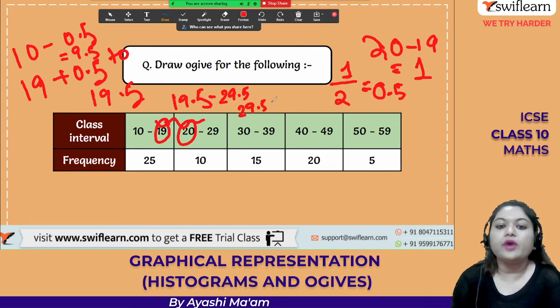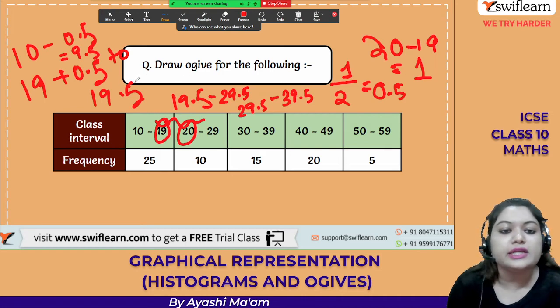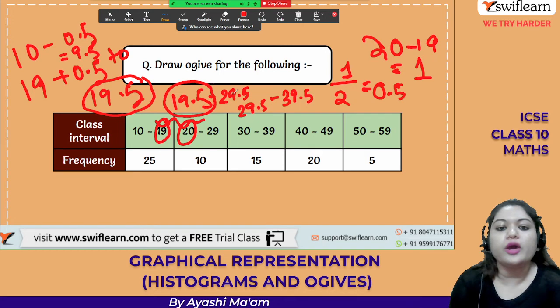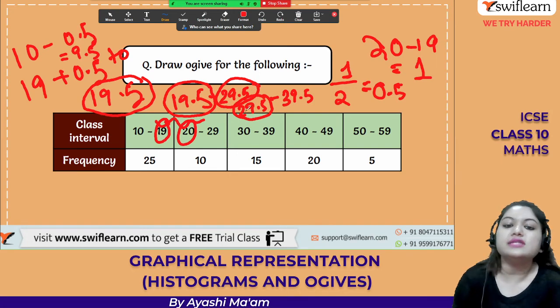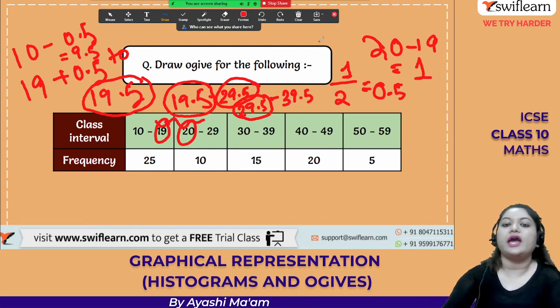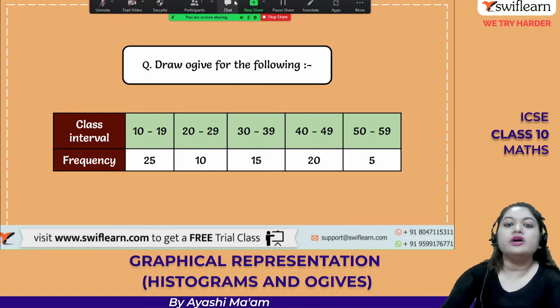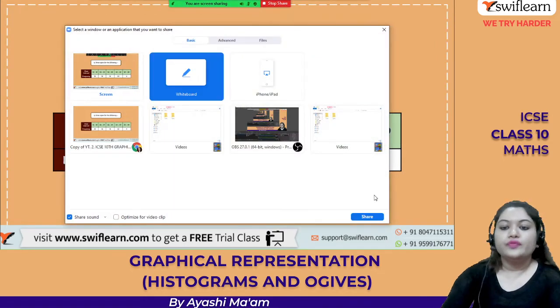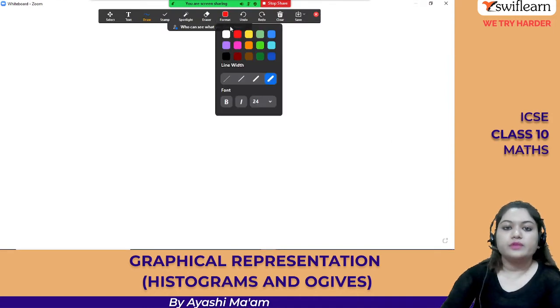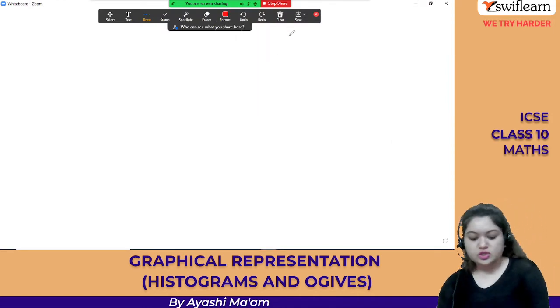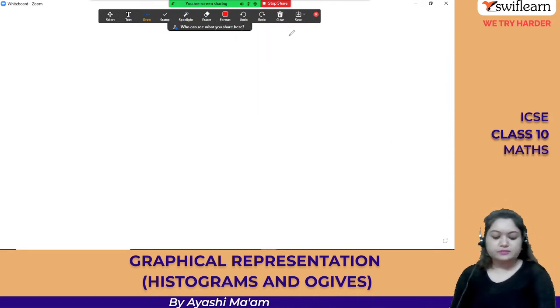Here 29.5 to 39.5. Now you can see it is becoming continuous. Ending at 19.5, starting at 19.5, ending at 29.5 in the previous class interval, starting at 29.5. Understood? So always make sure to convert it into continuous grouped data. Very, very important. So let's try to solve this.